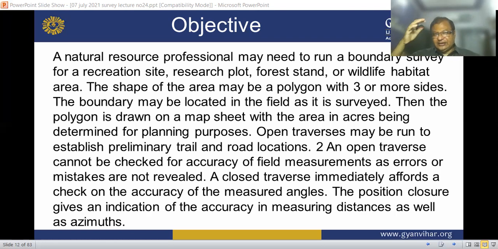If the area is being determined for planning purposes, an open traverse may be run to establish topography and road location. But an open traverse cannot be checked for the accuracy of field measurements. Errors or mistakes are not revealed.